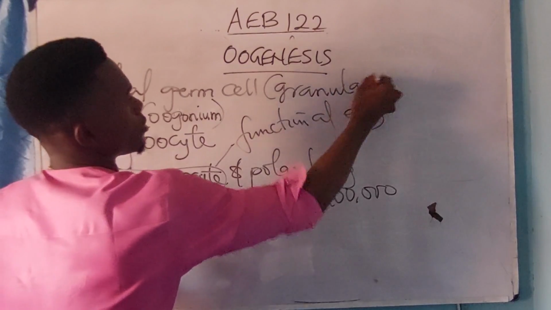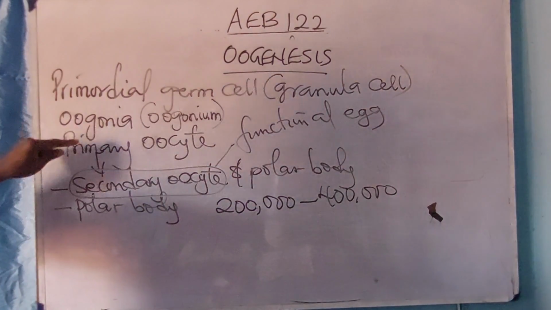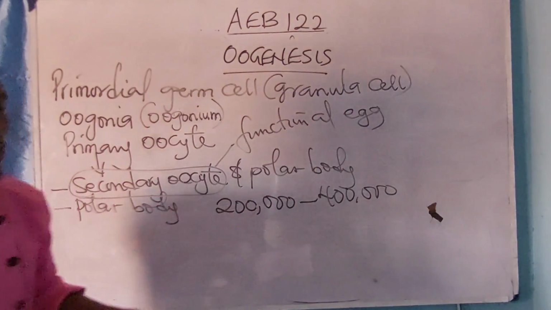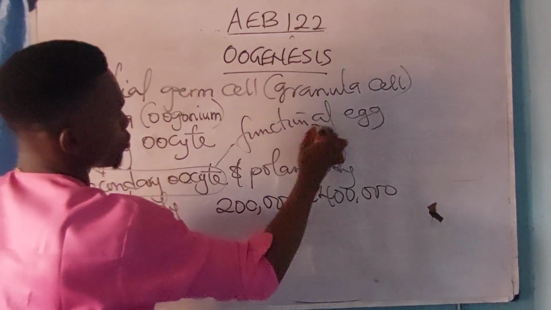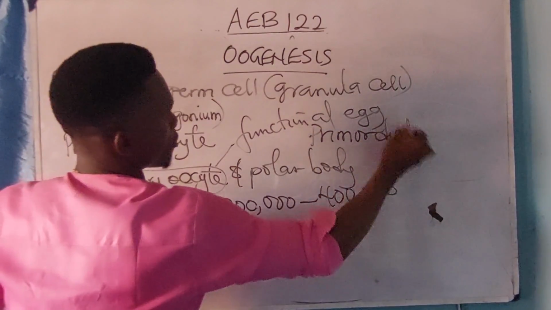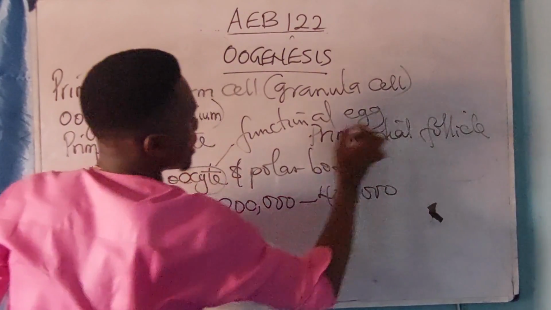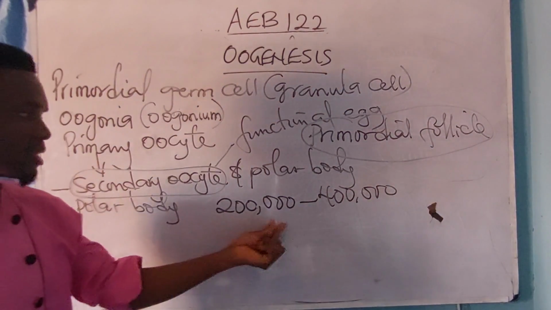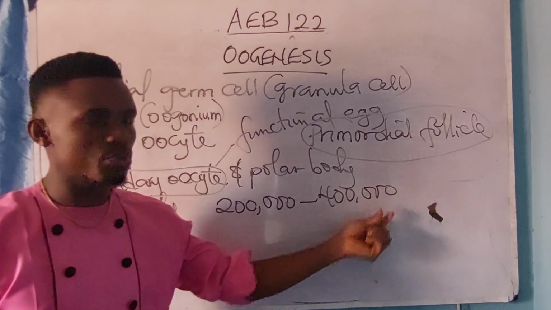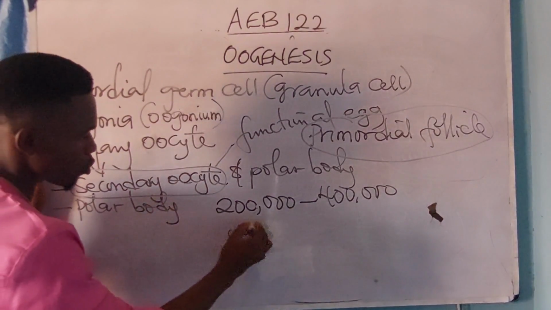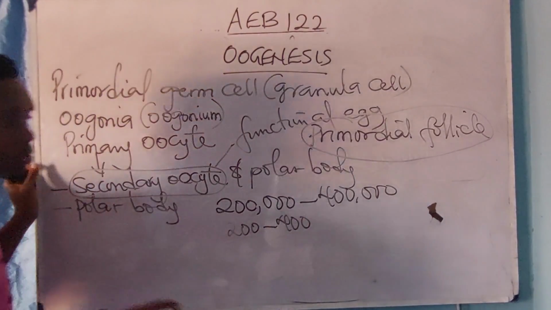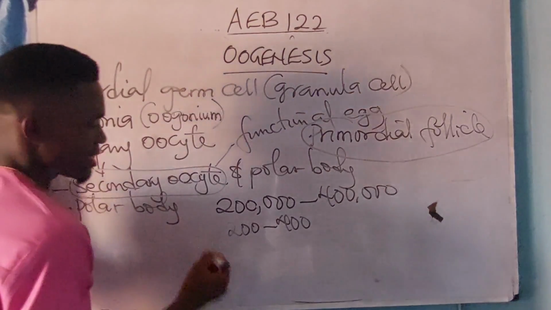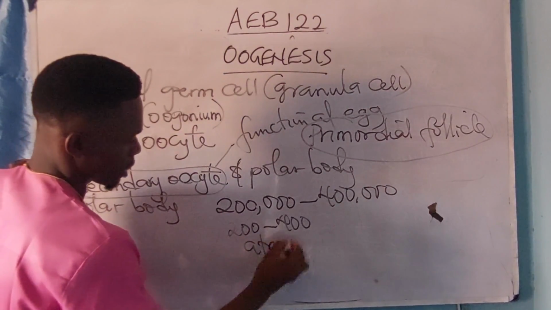The granulosa cell envelopes the oogonium. Then this granulosa cell will develop to produce the primordial follicle. Now at birth there are about 200,000 to 400,000 follicles, but only 200 to 400 undergo complete development. Others will degenerate into a cyst-like body called an atretic follicle.